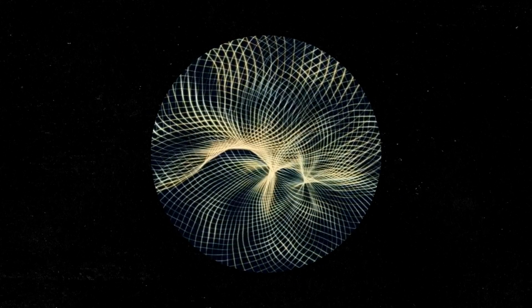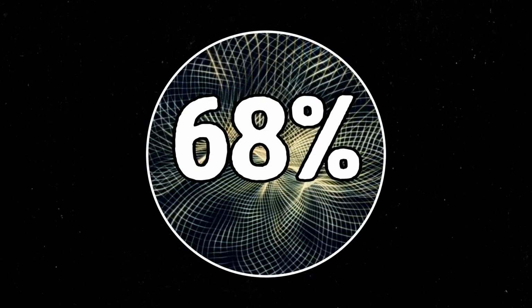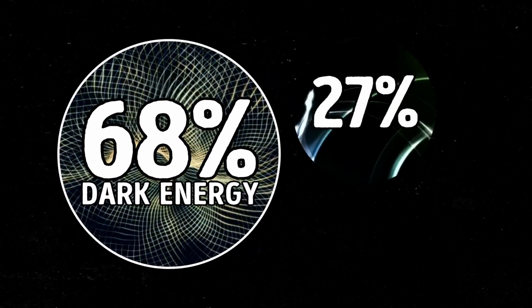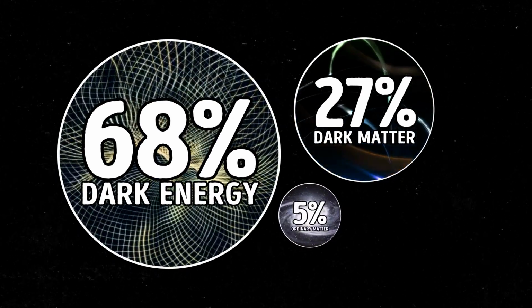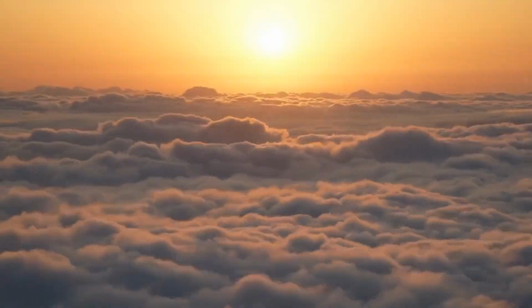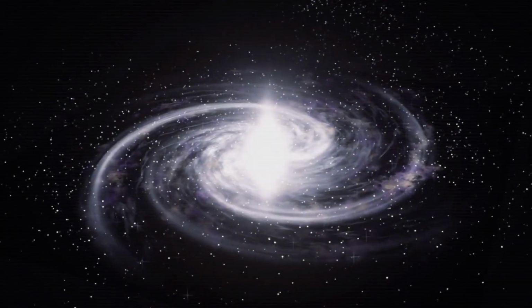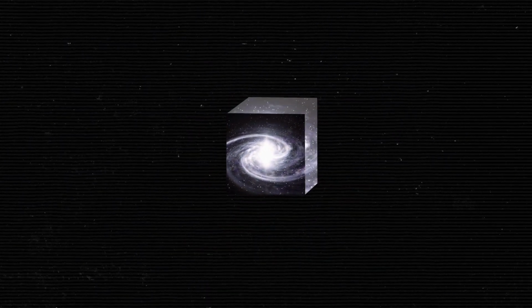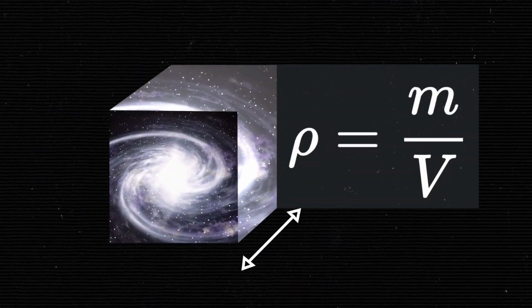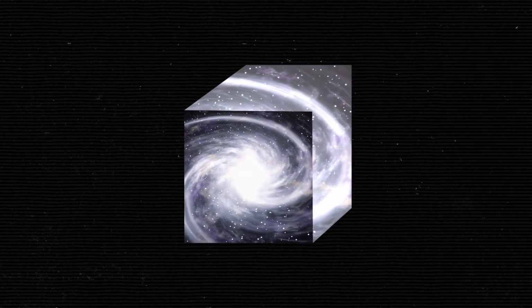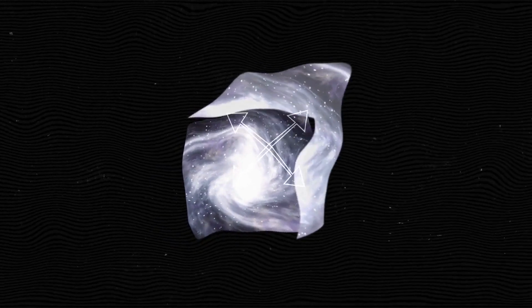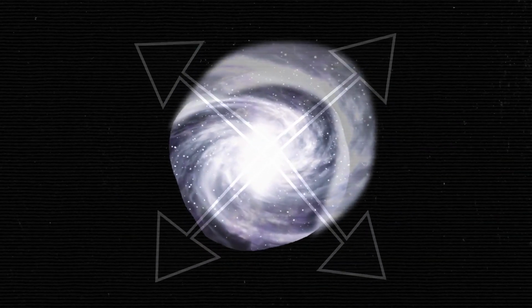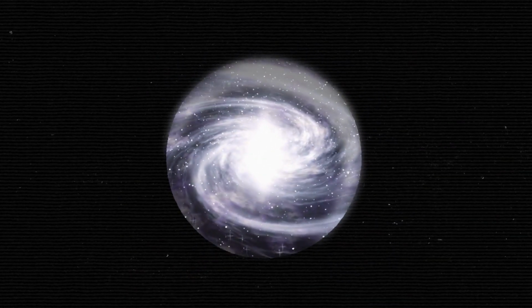Now, hear me out. About 68% of the universe is dark energy, 27% is dark matter, and the remainder is normal matter. That's what stars, planets, and our bodies are made of. And when we speak about the universe's density, we mean the amount of matter packed into a given volume of space. And if the density of the universe is so great that its gravity is more powerful than the force of its expansion, then the universe will curl into a sphere.